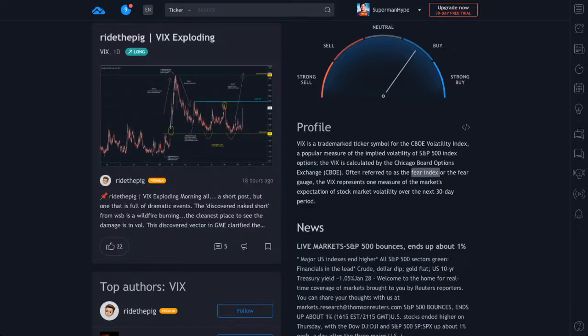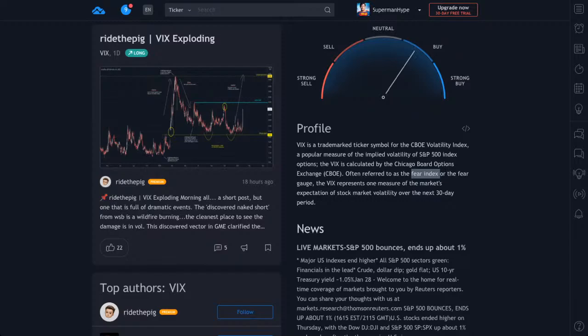Obviously prices move up and down, and people that are new to investments are like, oh, what do I do? Do I buy or sell? Professional traders like volatility. They like the up and down of the price, so they're far less fearful. But for people that are new to this, it's really the fear index for the whole market. So the top 500 companies, or whatever number of companies have been chosen, will have a volatility index, and there's a fear index or fear gauge. The VIX represents one measure of the market's expectation of stock market volatility over the next 30-day period.